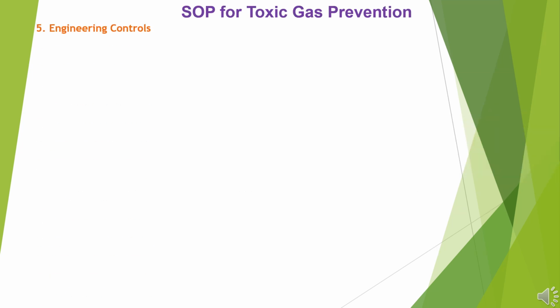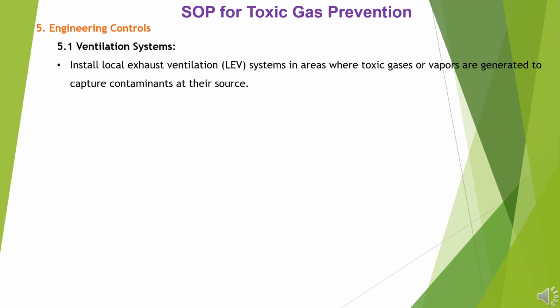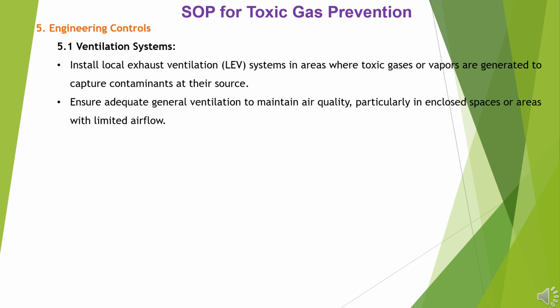5. Engineering controls. 5.1 Ventilation systems. Install local exhaust ventilation, LEV, systems in areas where toxic gases or vapors are generated to capture contaminants at their source. Ensure adequate general ventilation to maintain air quality, particularly in enclosed spaces or areas with limited airflow.